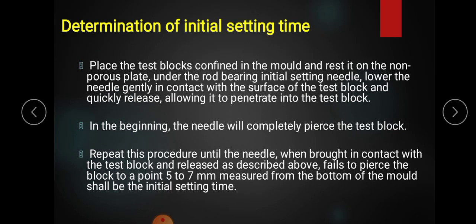So we'll see how we need to find the initial setting time. Place the test block confined in the mold and rest it on the non-porous plate under the rod bearing the initial setting needle, and lower the needle gently in contact with the surface of the test block and quickly release, allowing it to penetrate into the test block.